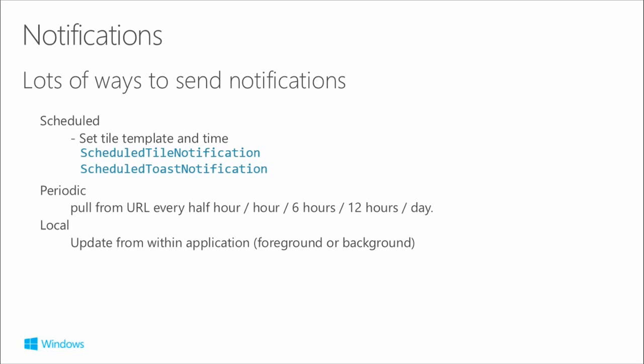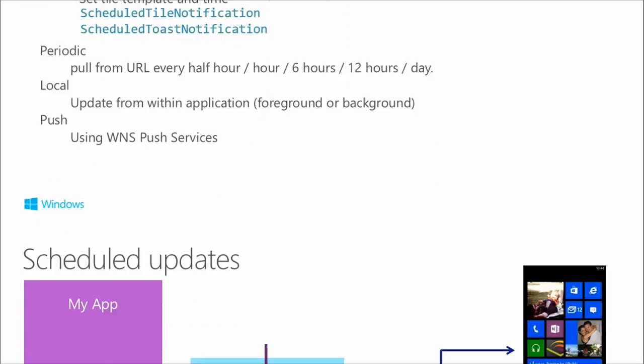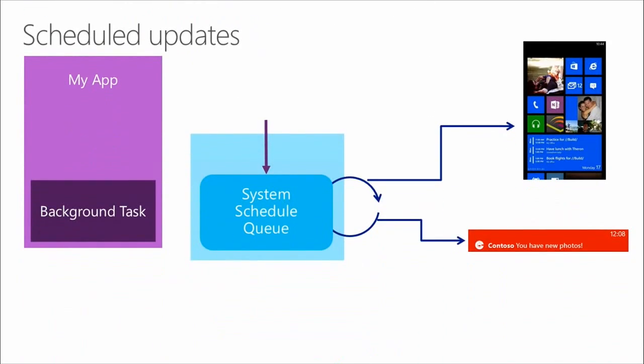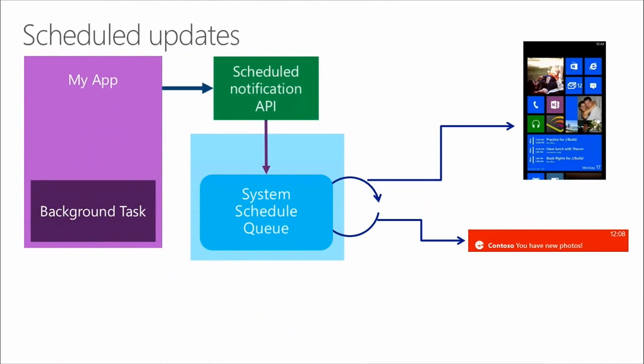You can do local notifications, so you can update within the application, either the foreground or the background. And then you can use push notifications using WNS push services. And we're going to dig into that one big time. Scheduled notifications run this way. We have our application, and inside of our application, we use the scheduled notification API. And once we use it, it goes to the system schedule queue.